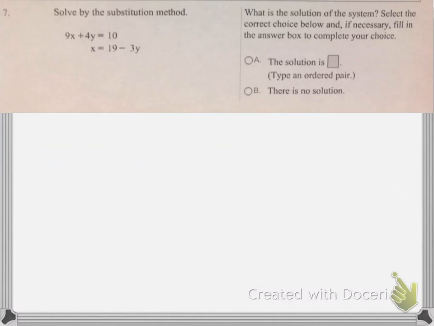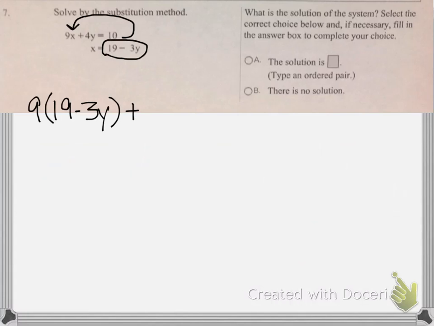So since x equals all of this, 19 minus 3y, wherever I see an x in my other equation, I can plug it in for that. That's going to give me a brand new equation with just a single variable. So my brand new equation is going to be 9, now instead of x, I'm going to put 19 minus 3y, and then plus 4y equals 10. So now I have an equation with just y's in it.